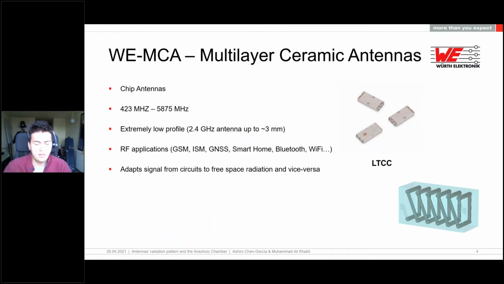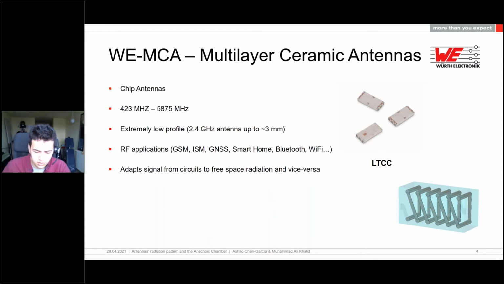So we have in our portfolio the MCA. They are multi-layer ceramic antennas and are manufactured using LTCC, low temperature co-fired ceramics technology. Each dielectric layer has pattern metallization on the surface and connects to the other layers through vias. The layers and vias together form a helical pattern multi-layer antenna.